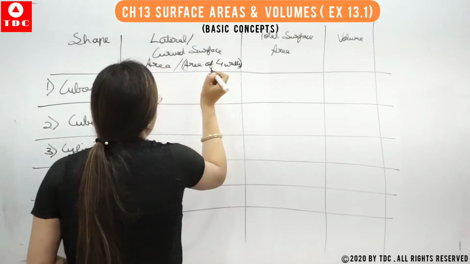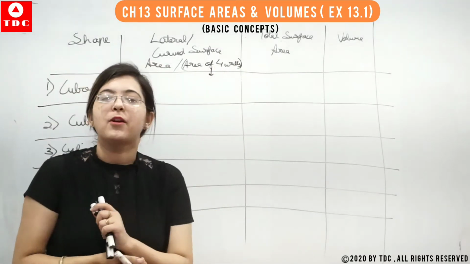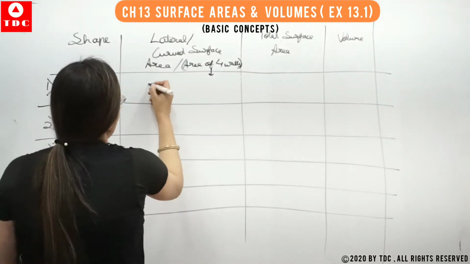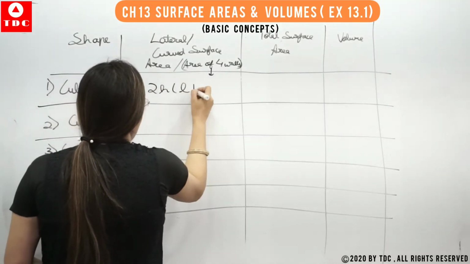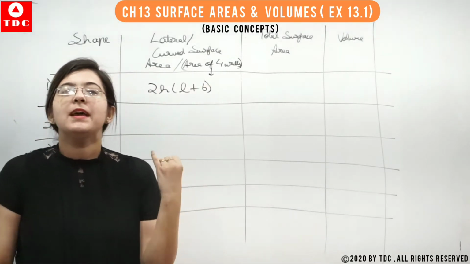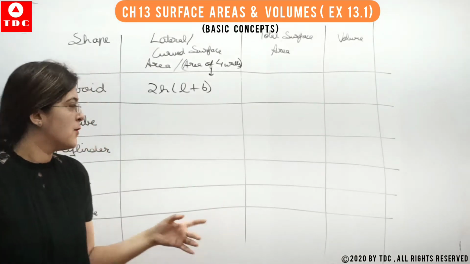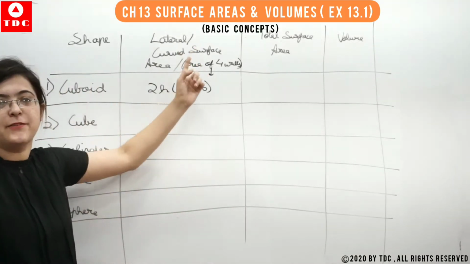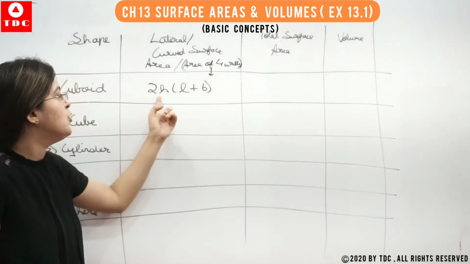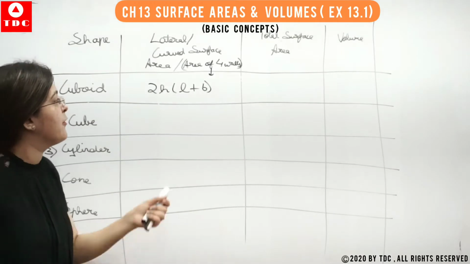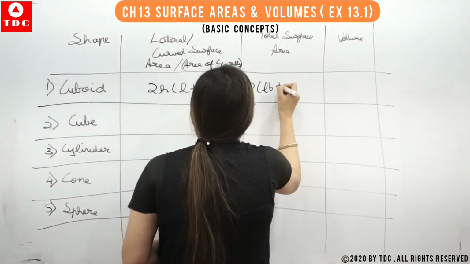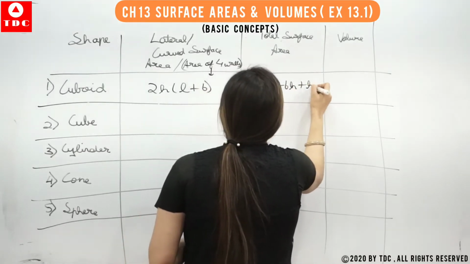Just in the case of cuboid, the top and the ceiling are not included. Then its formula is 2h(L+B). A cuboid will have 3 dimensions: length, breadth and height. So the formula for curved surface area or lateral surface area or area of 4 walls is 2h(L+B). And the formula for total surface area is 2(LB+BH+HL).